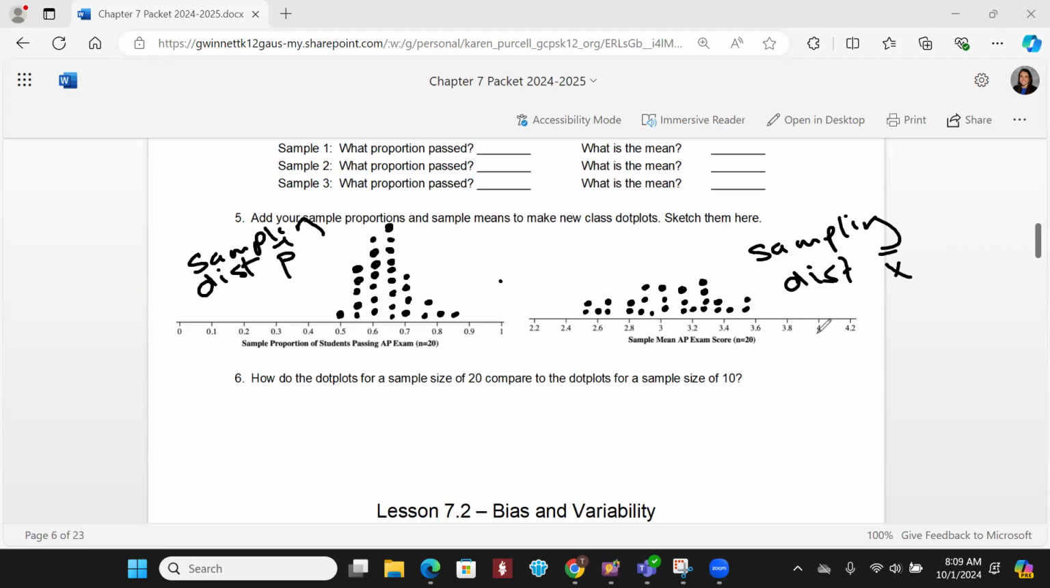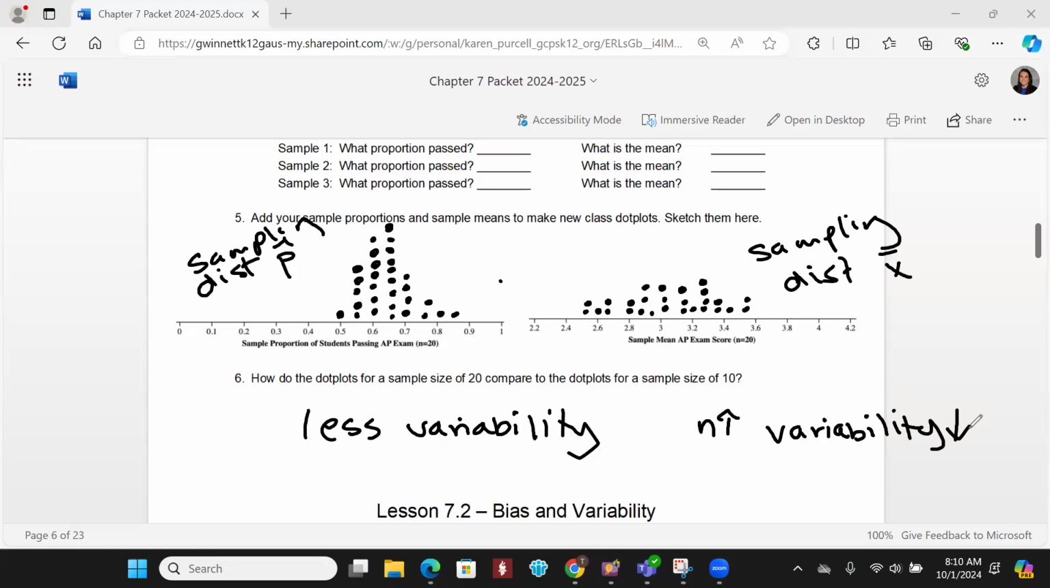How are they similar? How are they different? Let's talk about variability. What is variability? It's how spread out they are, right? From the first one to the one we just wrote down, is it more spread out or less spread out? Less spread out. So, less variability. We have increased our sample size, and we have decreased our variability. Think about it: the more people I'm using from that population, the closer it is going to be to the true mean or true proportion, right?